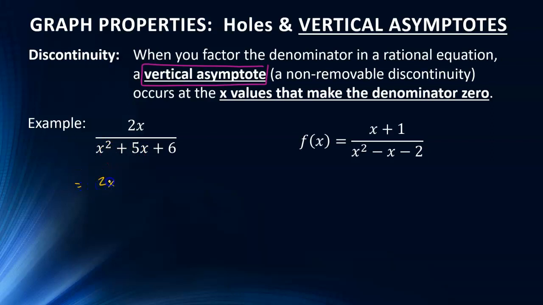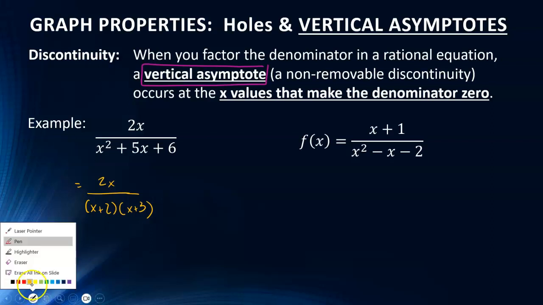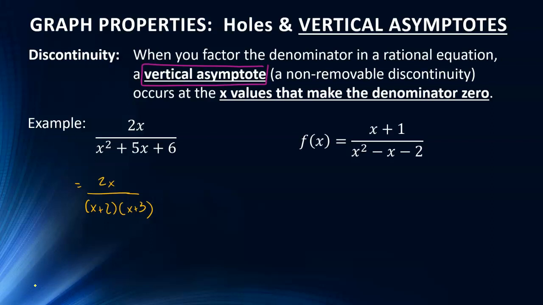So this would be the same as 2x over x plus 2 times x plus 3, and nothing can cancel out here. We don't have any common factors between the numerator and the denominator that cancel out. So that means that both of these are going to be what we call non-removable discontinuities in our denominator. Remember, we've talked about this in the past, where we said that our restrictions in our domain are that x can't equal negative 2 and x can't equal negative 3. The way that those look in our graph is that those would be vertical asymptotes at those points.